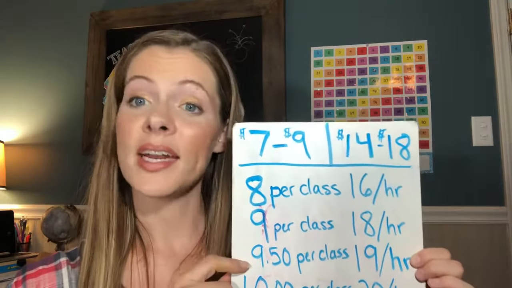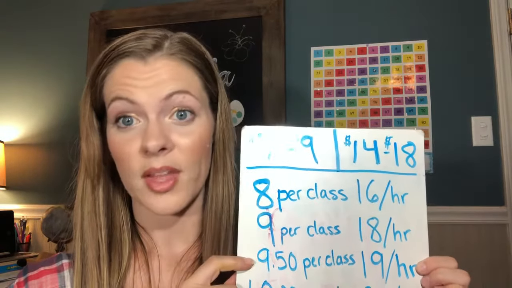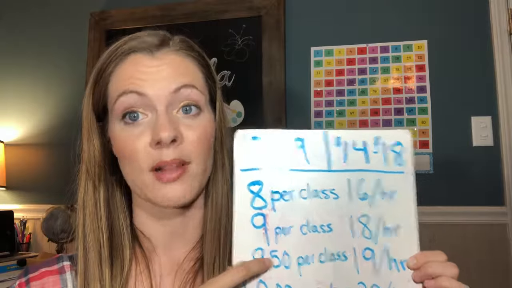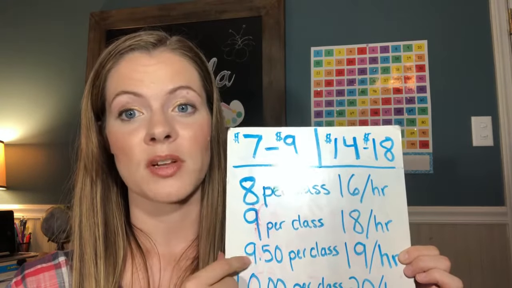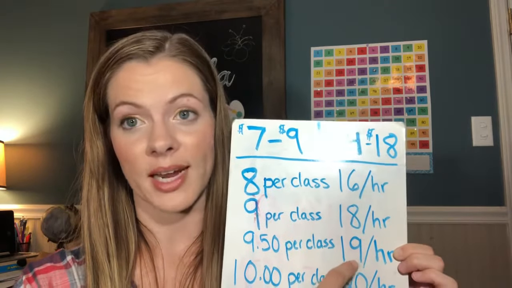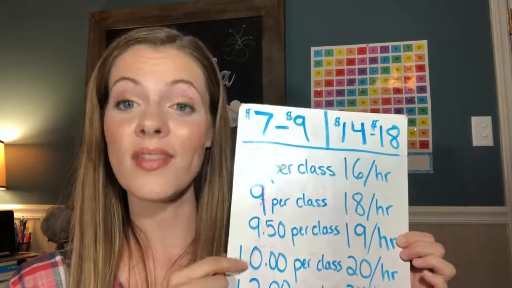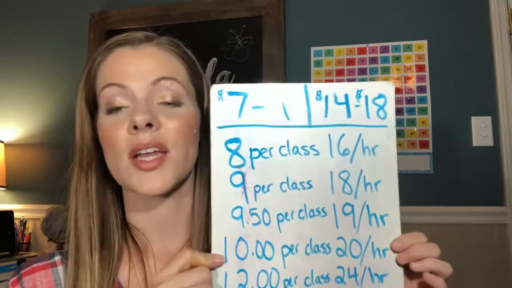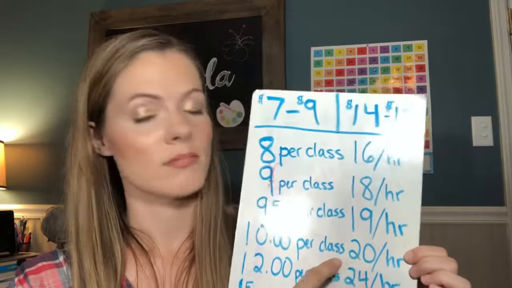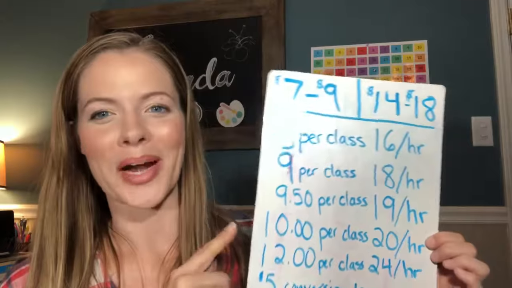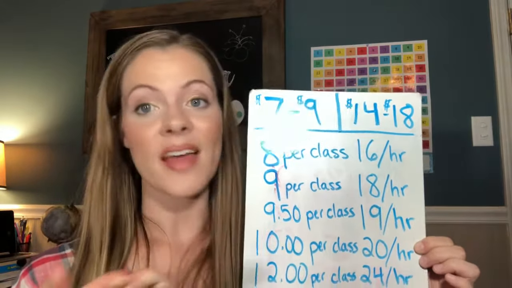And then, in addition to that, if you teach 30 classes in the month, then you will make an extra 50 cents per class, which translates to an additional $1 per hour. So that 50 cents per class, you're looking at $9.50 per class, you're looking at 19 per hour. Then, if you teach 45, it goes up another 50 cents per class. And so in this example, I'd be making $10 per class, and that looks weird backwards, $20 per hour. So that's how you get to that 20 per hour, which is really the average for most people.